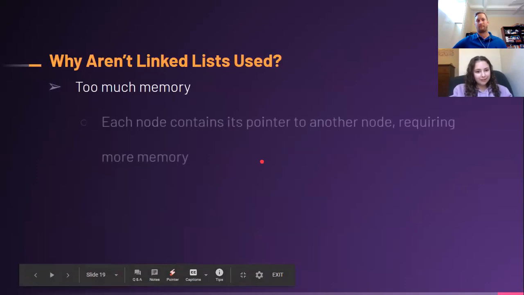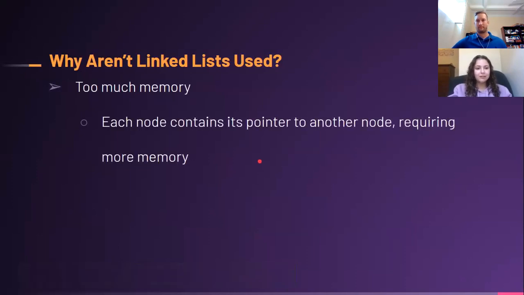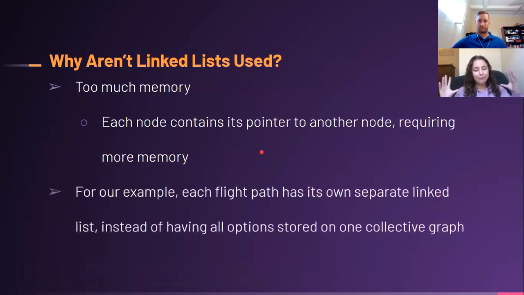So why aren't linked lists used? As we touched on before, there's too much memory. Each node contains its pointer to another node. That requires so much memory. And as we saw above, every single flight path requires its own linked list, which means there's an insane amount of memory that needs to get contained, whereas a graph will contain every possible flight path in its one graph.